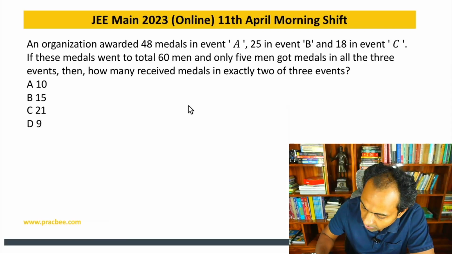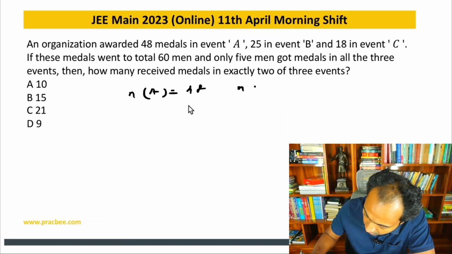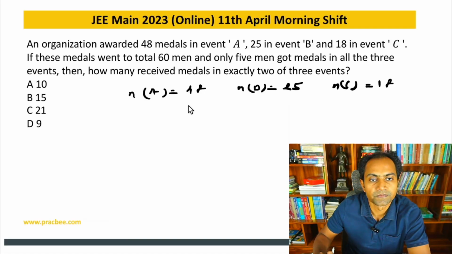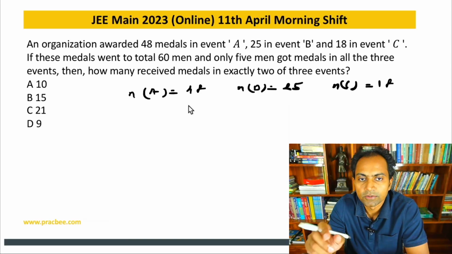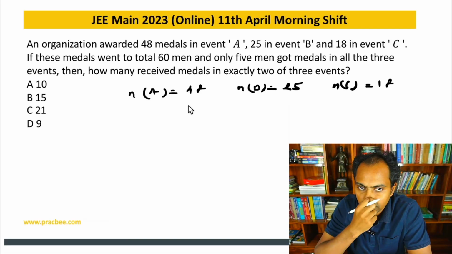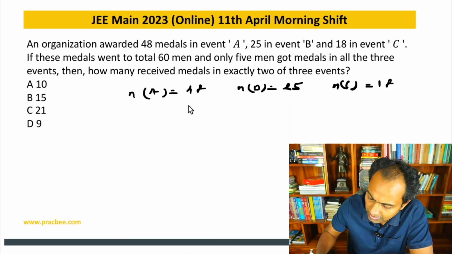Question says that an organization awarded 48 medals in event A. So if I write it down, number of elements in event A is nothing but 48. Number of elements in event B is nothing but 25. Number of elements in event C is nothing but 80. This is given to us. Now since one medal can only be given to one person in an event, so these are also equivalent to number of people getting awarded in that event. There is no discrepancy.